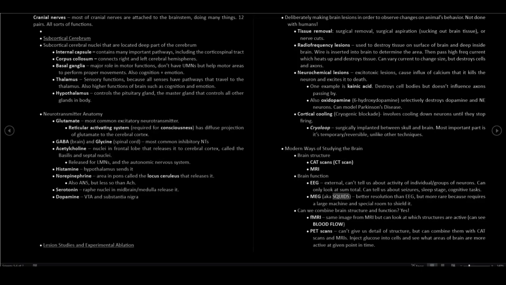MEG, aka SQUIDs, has better resolution than EEG, but is more rare because it requires a large machine and a special room to shield it. Can we combine brain structure and function? Yes. fMRI gives the same image as MRI but shows which structures are active, through blood flow. PET scans can't give us detail of structure, but can be combined with CAT scans and MRIs. Glucose is injected into cells to see what areas of the brain are more active at a given point in time.